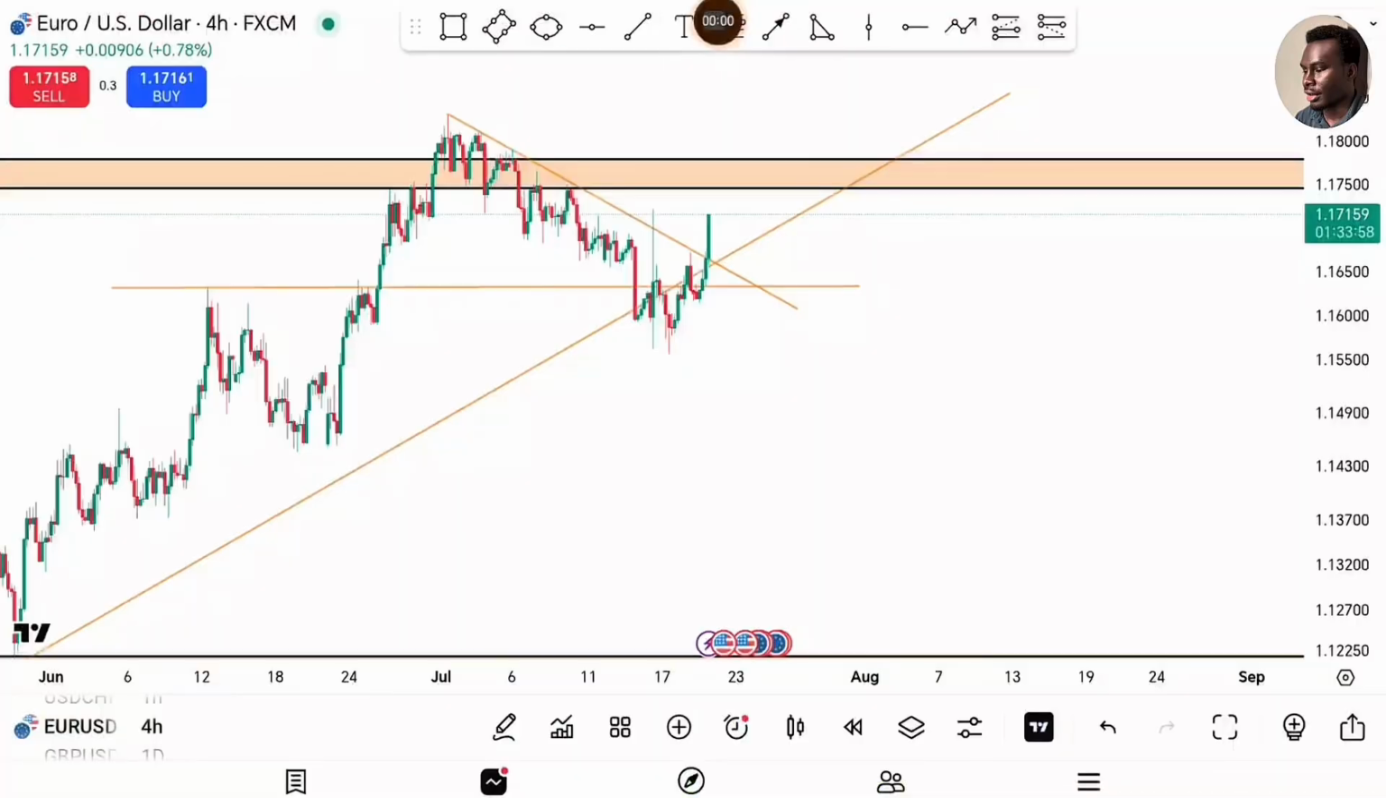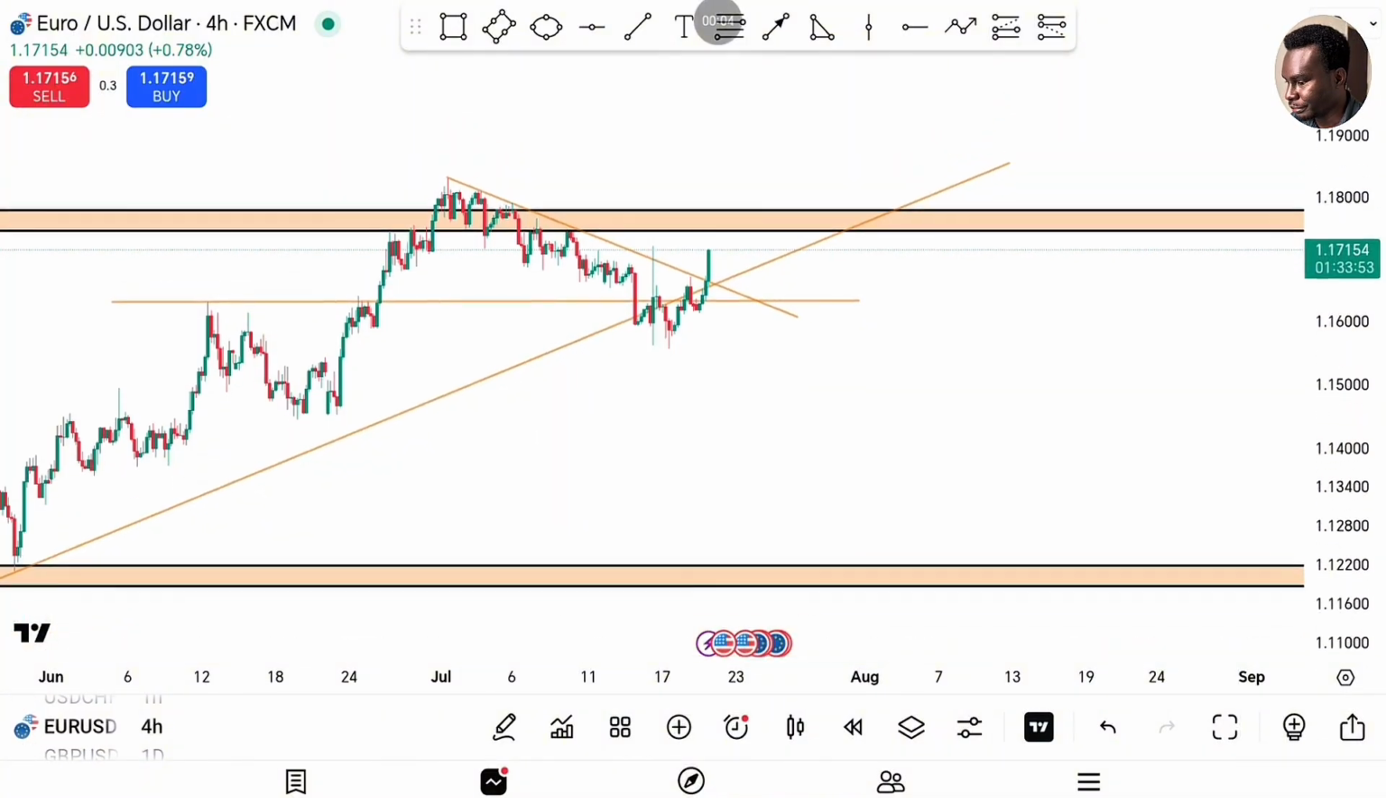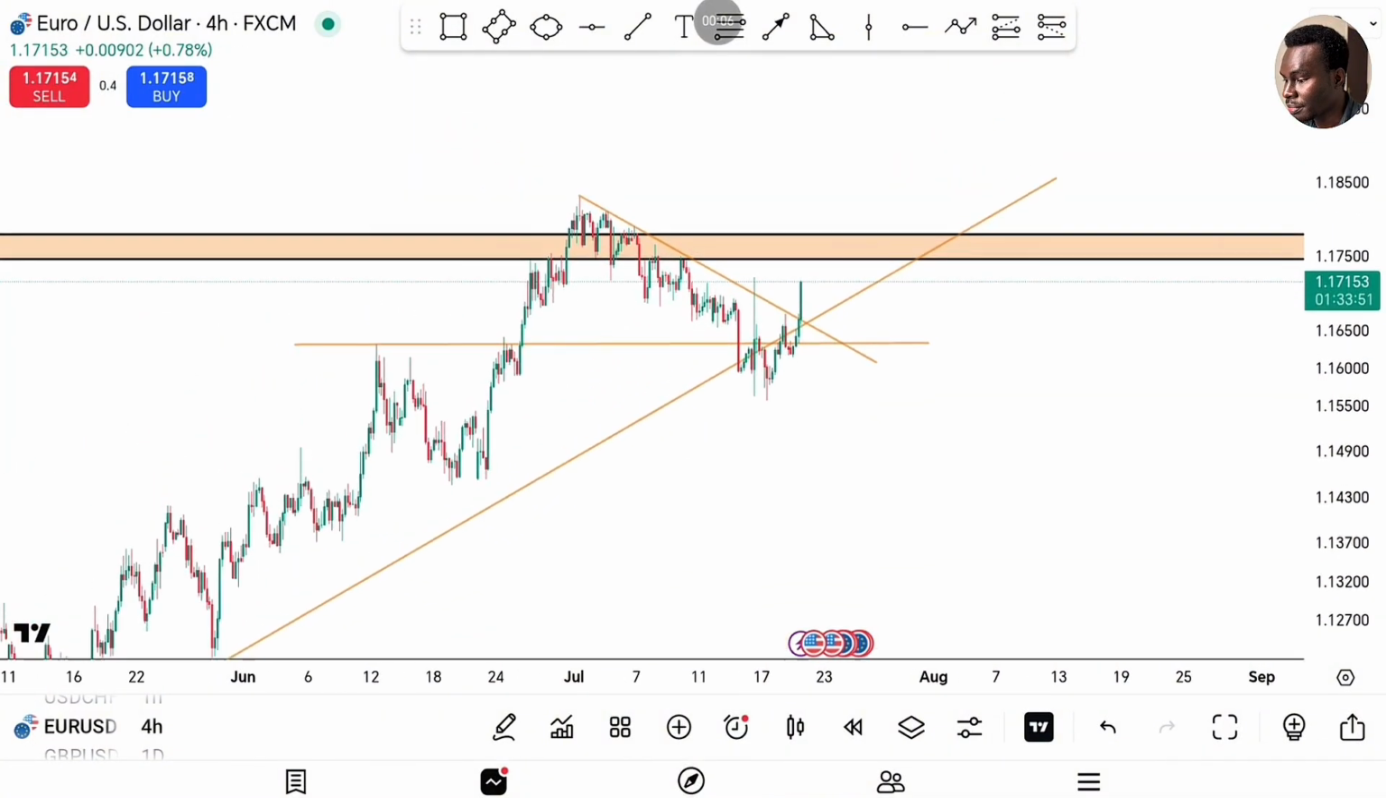Let's get into the chart. Guys, welcome to this chart. So this is our EURUSD chart, and you can see right about here that our setup has been triggered.